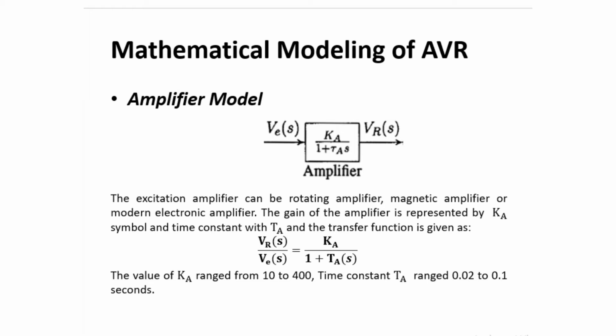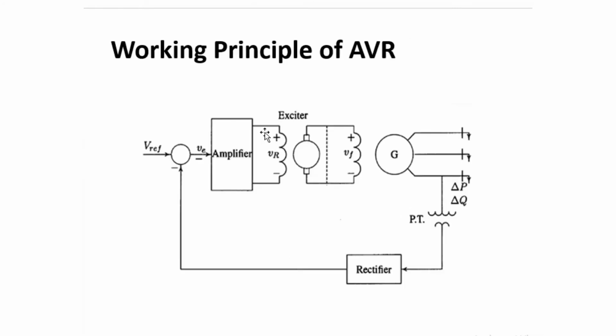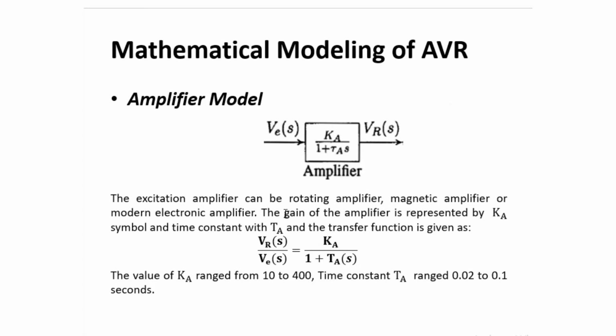Therefore, in order to analyze the performance of the automatic voltage regulator, first we will do the mathematical modeling, and one by one we will discuss each model. Coming towards our amplifier model, here you can see the amplifier model. We have seen in our previous figure that for the amplifier, the input is the error signal and the output is VR. As you know, the transfer function is the ratio of output to input, so the output will be VR and the input will be VE.